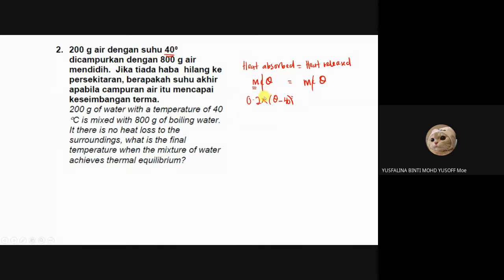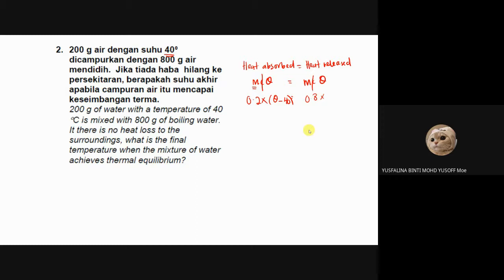Okay, very good. Alright, and then for this part, the heat will be released. So what is the mass for the water that will release the heat? This one is 0.8. I changed to kg. Okay, and how about the theta?